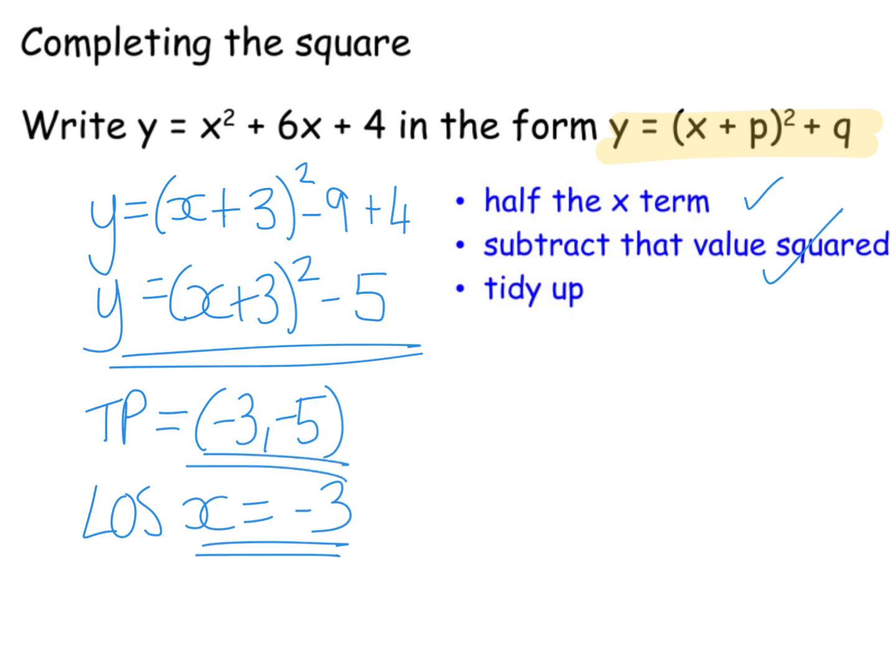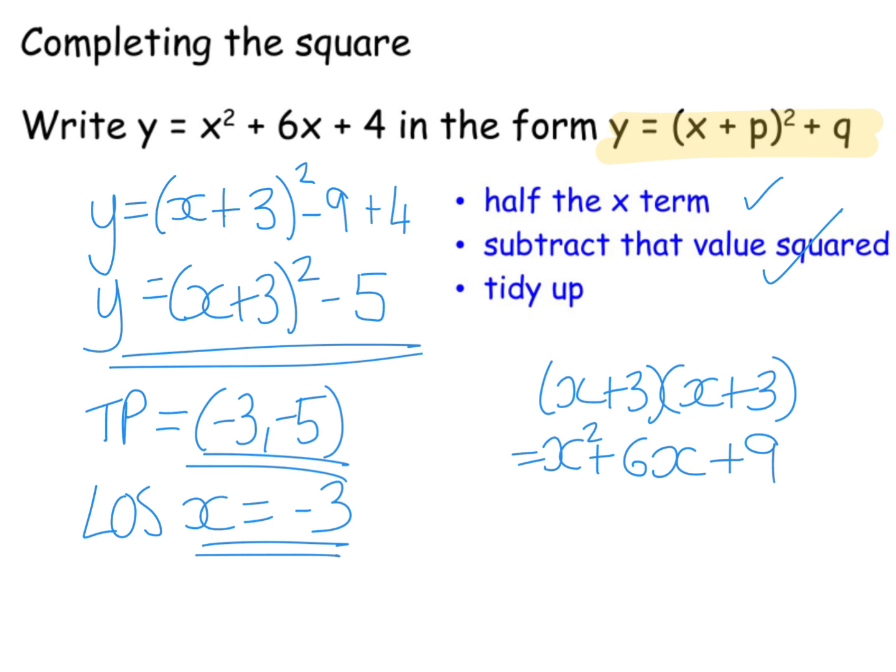Alright, now let's explain. You don't really need to understand fully why we do this. Some people just like to accept the process. But the reason we take away 9 is if I gave you the brackets x plus 3 squared, well, you know that just means x plus 3 written out twice. And if you were to multiply that out, you would get x squared plus 3x plus 3x. In fact, let's tidy that up to 6x to speed things up. So that's 6x. And then you would get a plus 9.